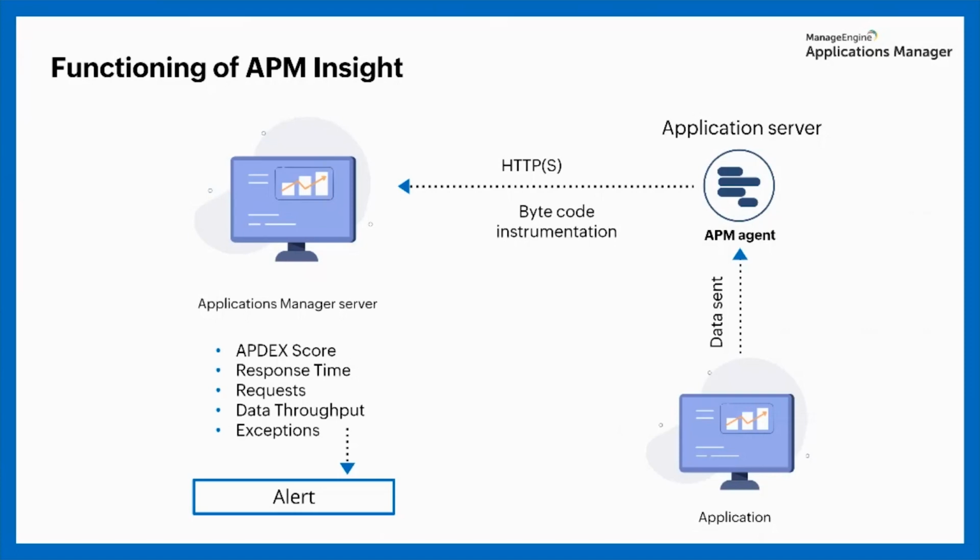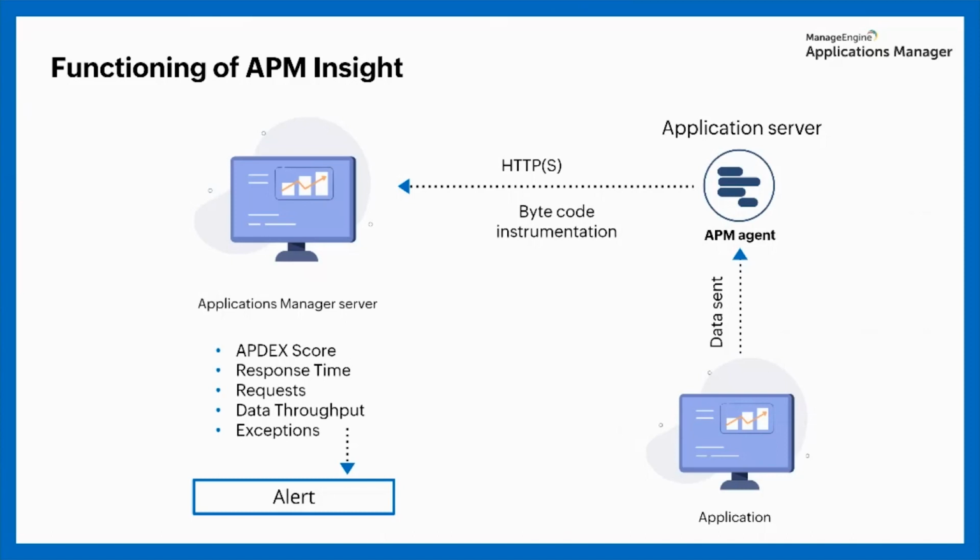Let us see the functioning of this APM Insight tool. APM Insight is an agent-based monitoring tool. The first step involves deploying the agent on the application server where the applications are running. These agents are responsible for collecting the performance data and sending it to the Applications Manager for analysis.